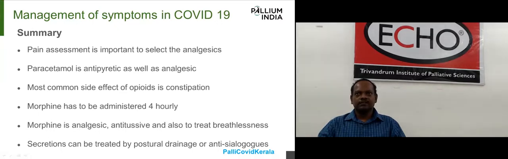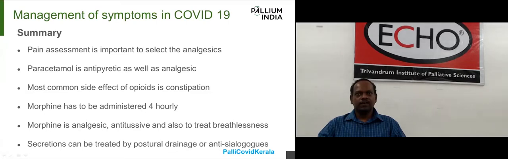To summarize, we have to assess the pain of the patient, and please remember the mnemonic LDPQ-RSTI so that we can select the analgesic as per the severity and also depending on the type of the pain. Paracetamol is the favored medication to treat fever, and it can also be used as an analgesic in the dose of 0.5 to 1 gram every 4 to 6 hourly with a maximum dose of 4 gram per day.